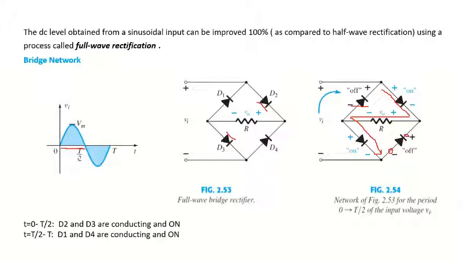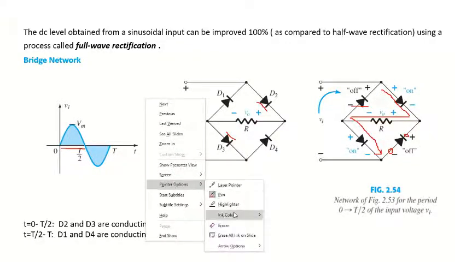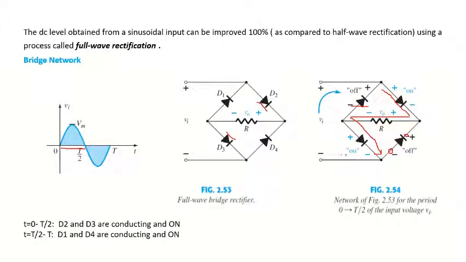So for the negative half cycle, this one from T by 2 to T, we'll be getting the wave like this. The current will follow this path, this will be on, again this one will be off, and this one. So for the negative half cycle, D1 and D4 are in the on state, whereas D2 and D3 are in the off state.